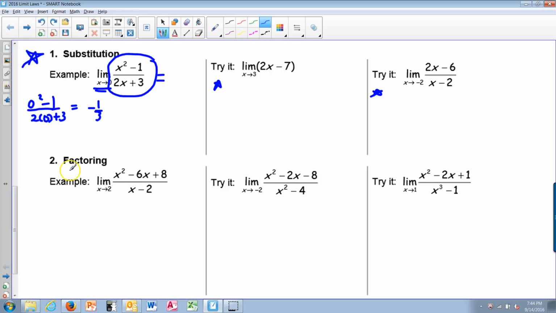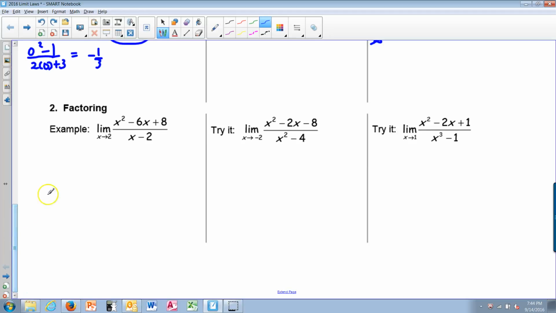For the next part, you're going to be using factoring to solve. The way that I know that I need to factor is if I were to substitute in first, I get 4 minus 12 plus 8 on the numerator, and 2 minus 2 in the denominator. It is only because I answered 0 over 0 that I know that I have to do more work to figure out the answer.